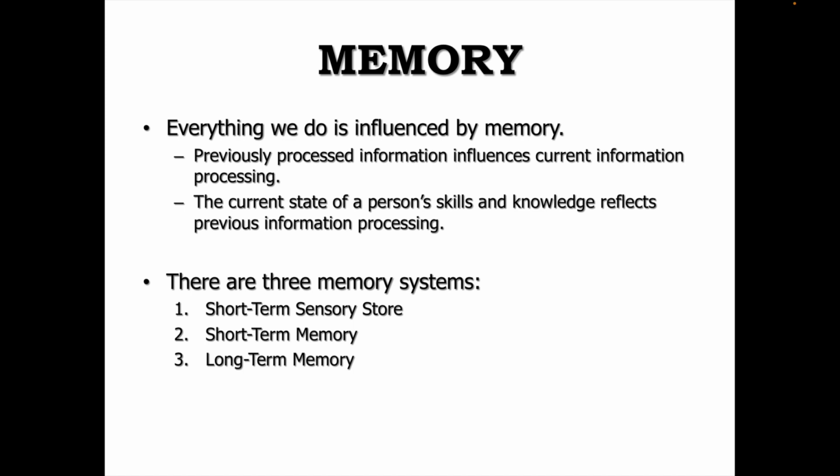Another example of this might be if you're studying an opponent, you might go through their plays ahead of time and memorize what common plays they do, so we can anticipate how we should respond when we actually compete against the opponent. In addition, the current state of a person's skills and knowledge reflects the previous information processing. So basically, how skilled an athlete is currently reflects all the information that they have learned and practiced beforehand.